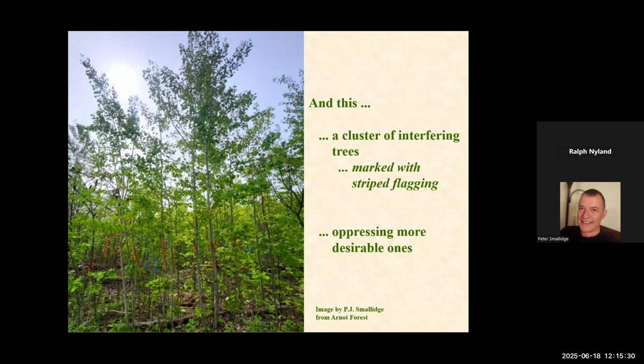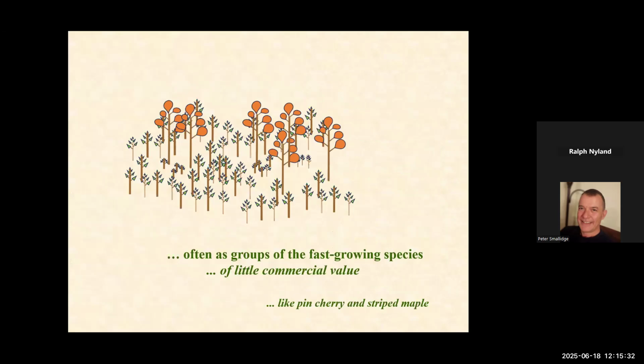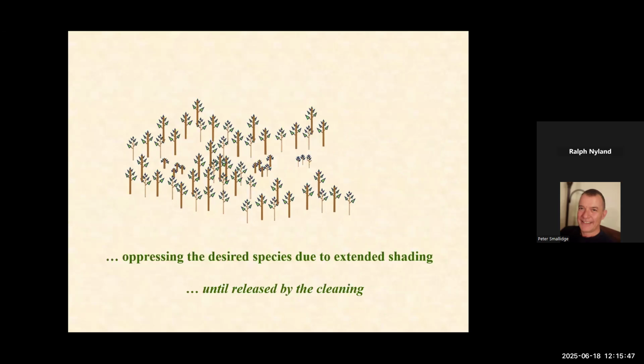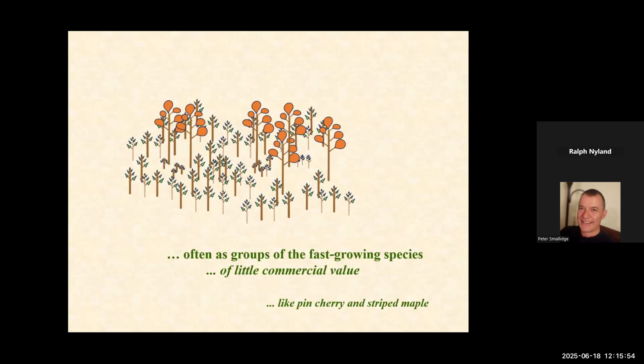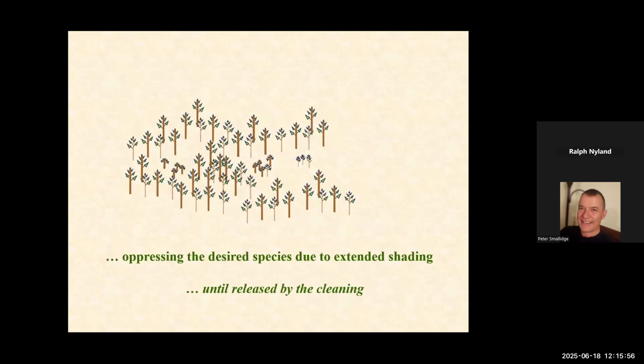Thanks, Peter Smollett, for that photo. Let's illustrate it this way. The orange-colored things are perhaps pin cherry or striped maple, growing much taller than sugar maple, for example. With a cleaning, we would take off those oppressing trees. So we start with this and we end with this.